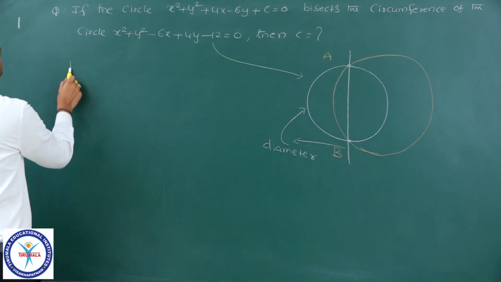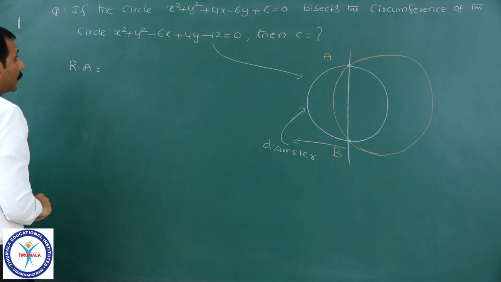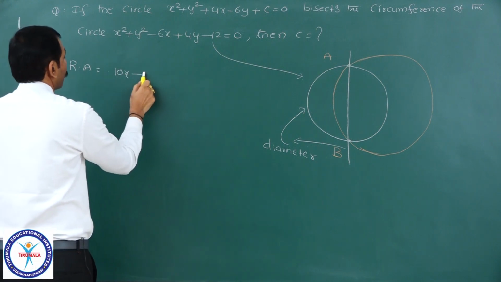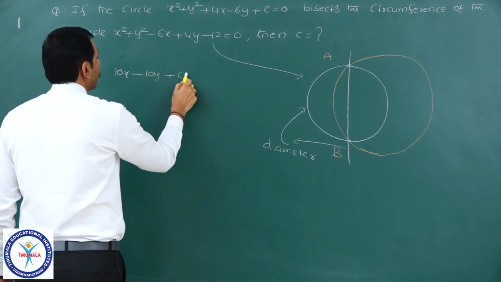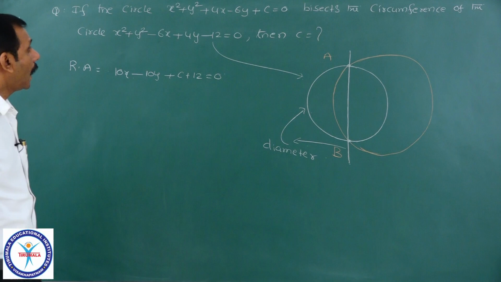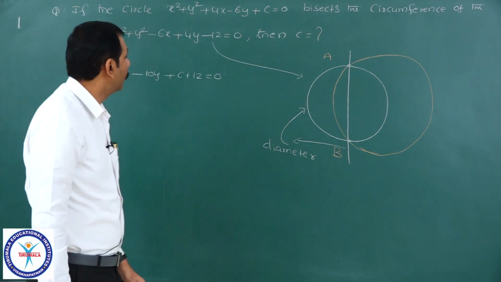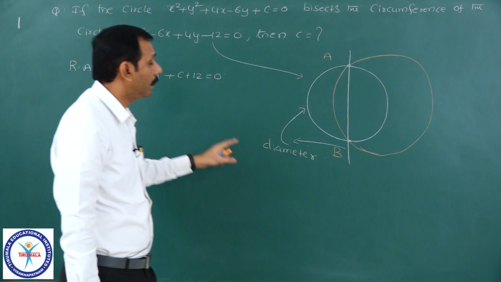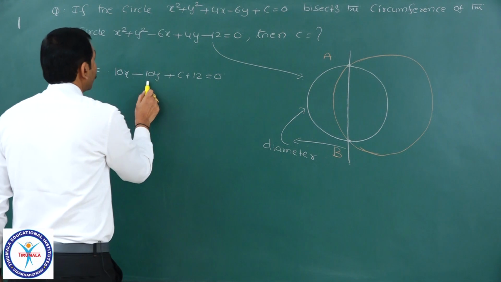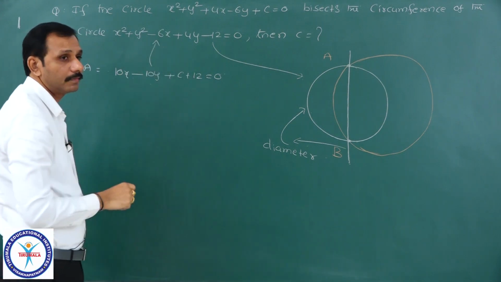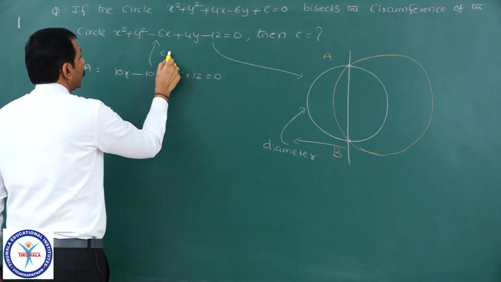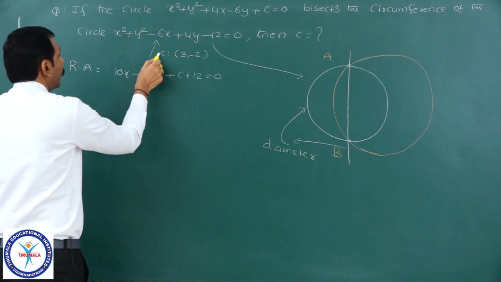Therefore, now I will find the radical axis of these 2 circles. Just subtraction only: 4x plus 6x, 10x, minus 6y minus 4y, minus 10y, plus c plus 12 equal to 0. I want the value of c. Because it is the radical axis, it means it is a diameter of this circle. Diameter of this circle means the center of this circle lies on this line only. What is the center here? 3 comma minus 2. It lies on this line.